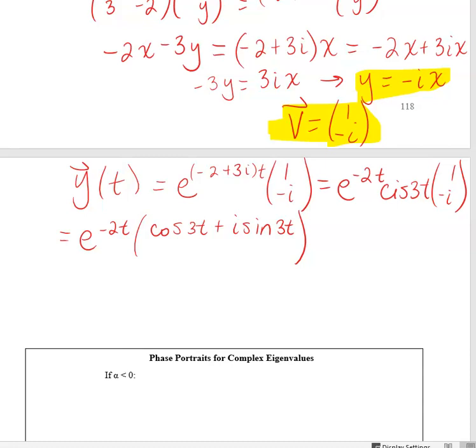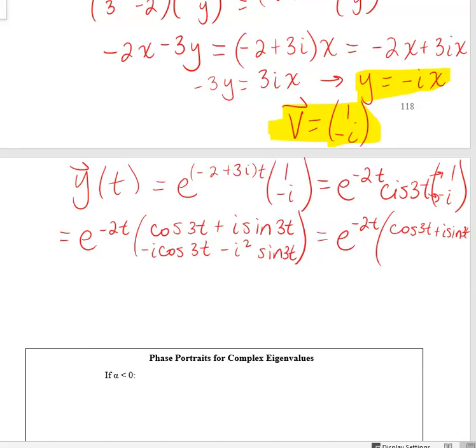Make sure you see what I'm doing here. I'm just multiplying it through and expanding it back out using the cosine plus i sine. The next term, notice there's a -i in front. So it's going to be -i cosine of 3t minus i squared times the sine of 3t. Let's simplify this just a little bit. We get e to the -2t times cosine of 3t plus i sine of 3t. And then down here, i squared, of course, is -1, so the negative makes that a positive.